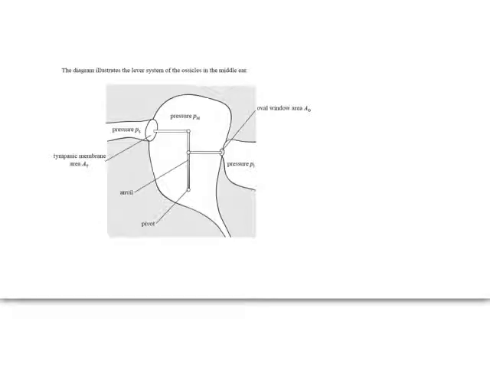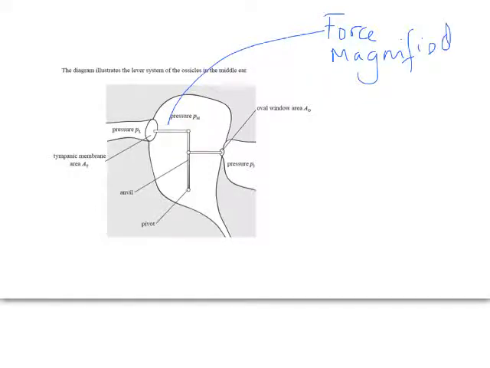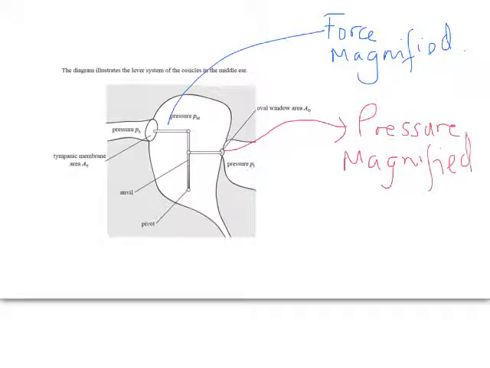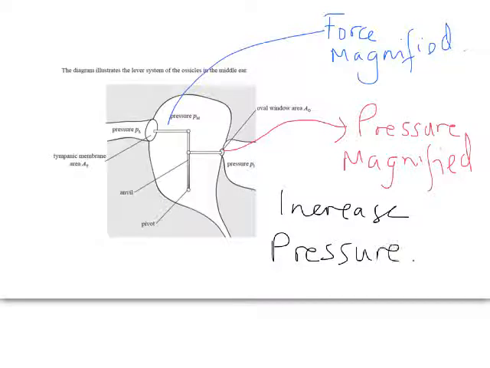And what happens here are two things. First, the force is magnified, and I'll explain why in a second. And then secondly, the pressure is magnified as well. Because the whole point of this area here is to increase the pressure from this area here, the eardrum, to the cochlea.